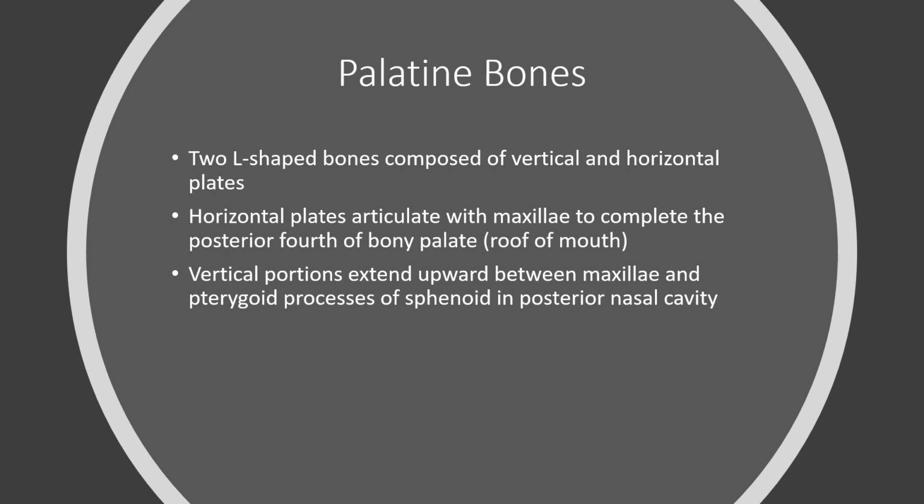Palatine bones. Palatine bones weren't on the diagram. What the heck, Mr. Tillotson? They are two L-shaped bones composed of vertical and horizontal plates. The horizontal plates articulate with the maxilla to complete the posterior fourth of the bony palate. The vertical portions extend upward between the maxilla and the pterygoid process of the sphenoid in the posterior nasal cavity.